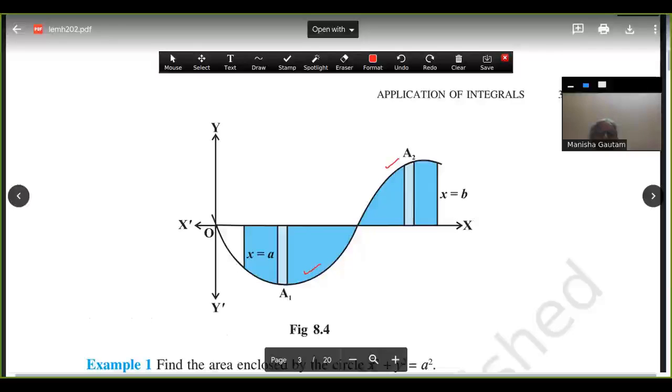It means, suppose this is the A1 area and this is the A2 area. You calculated A1 area, it is negative, so you have to take the absolute value of this. Then the area of A2, then you will get the area A. The whole area you can calculate by taking A1 plus A2, and you have to take the absolute value of A1.